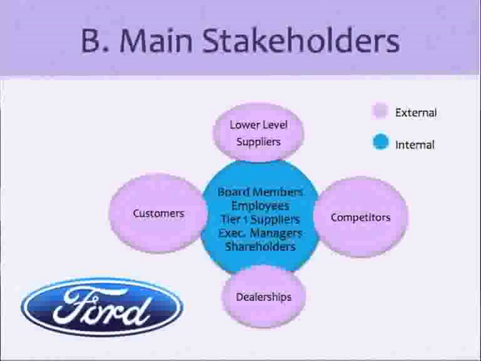Hi class, I am Danielle Chavez and I will be reviewing Section B, Main Stakeholders. I have divided the main stakeholders into two categories: external, shown in green, and internal, shown in blue. External stakeholders include the lower level suppliers, our competitors, dealerships, and of course our customers. Internal stakeholders include the company's board members, all of the employees, the Tier 1 suppliers, the executive management team, and surely the shareholders.